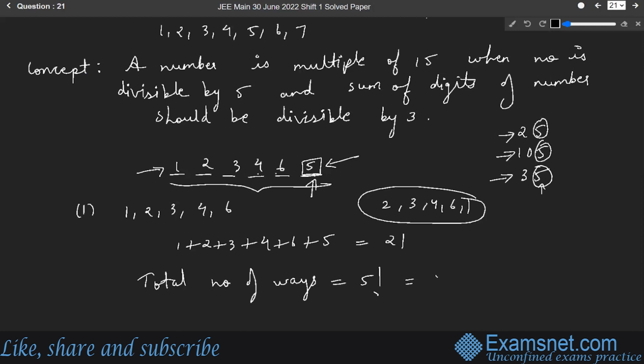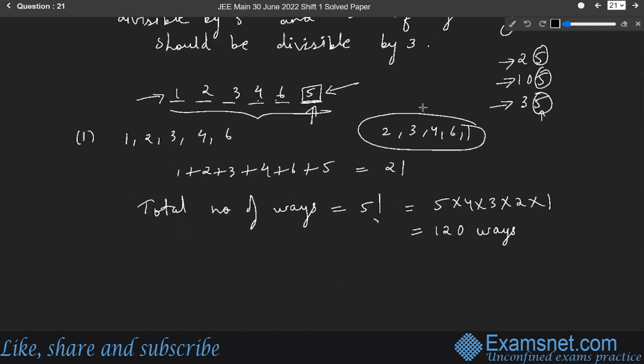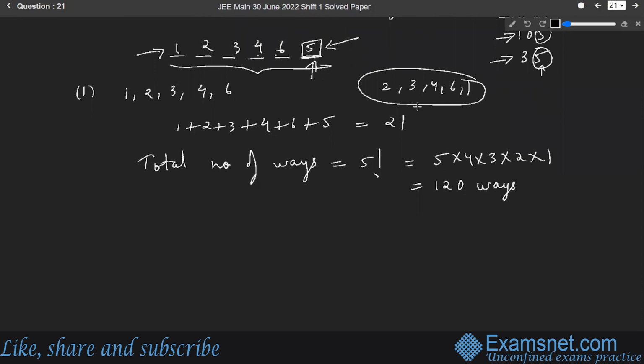What is 5 factorial? It is 5 into 4 into 3 into 2 into 1. 5 into 4 is 20. 20 into 3 is 60. 60 into 2 is 120. So we have a total of 120 possible ways for the first case. Now let us talk about the second case. What can be the other 5 numbers? The other 5 numbers can be 2, 3, 4, 6, and 7.